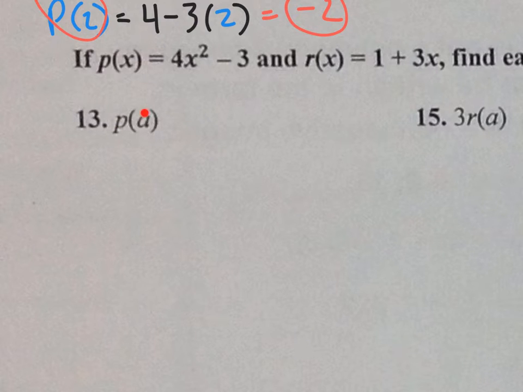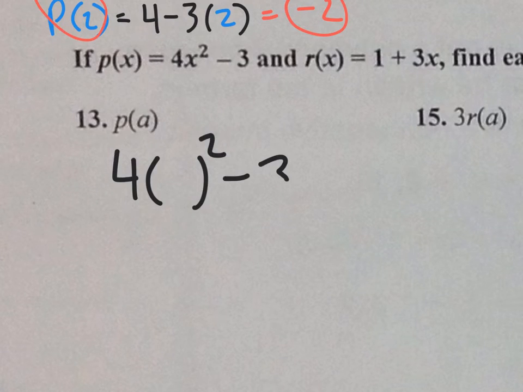Now, if it said P of 5, what would I do? I would plug in 5 right into my P function. But it's not P of 5. It's not P of 4. It's the actual letter. So they want you to take your A and plug it in for X. So maybe the less confusing thing to do is once you know that you're using P, I would rewrite the P function. What is the P function? It's 4x, but instead of x, I want to put parentheses, minus 3.